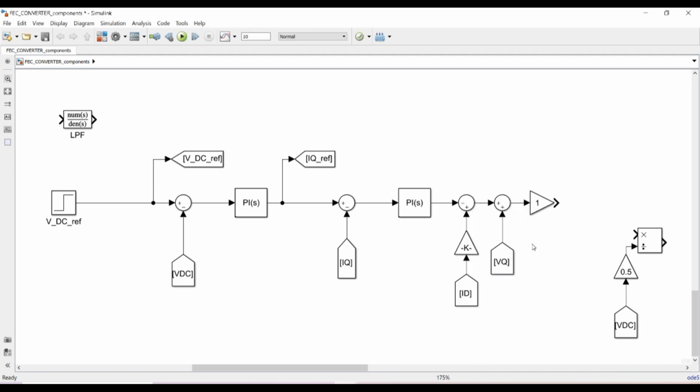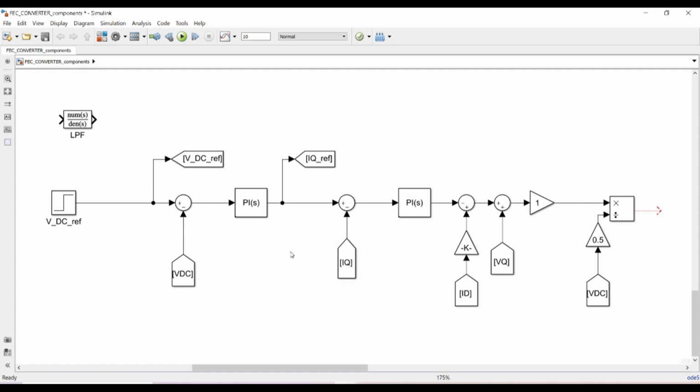VQ to it. We will add VQ to it. So here we are getting the modulation function. To get the modulation function, we will be dividing this one with VDC by 2. So this is VDC by 2. We will be dividing the whole by this one. So here we will be getting VD.